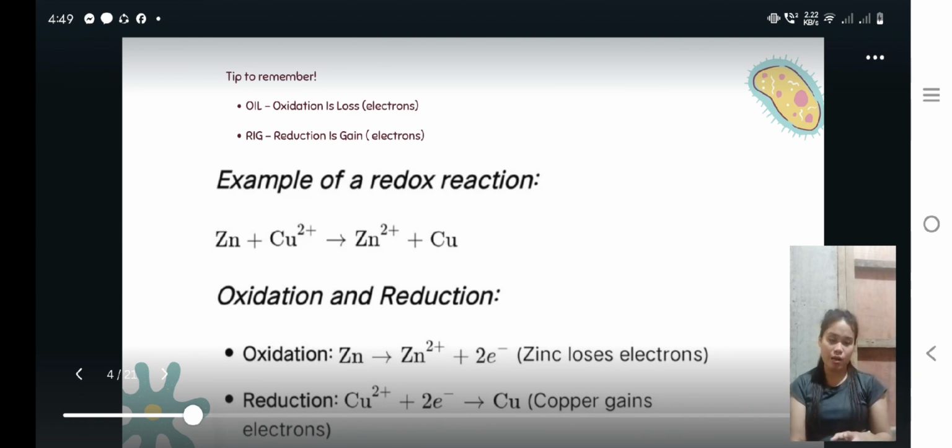Mahimo siyang neutral. Kaya di ba kung mag-gain siya ng 2 electrons, naa na siya daan 2+ kay gikan siya nag-lose. So pareha silang 2, it will cancel. Or ingon ana, 2 positive plus 2 negative, mahimo siyang 0, right? So that's why it becomes neutralized. That's why it becomes copper.